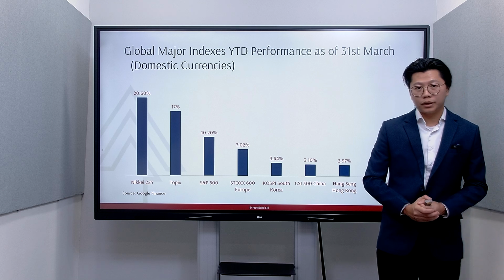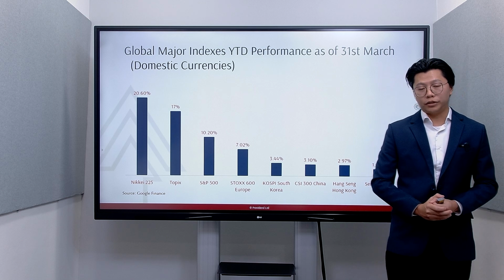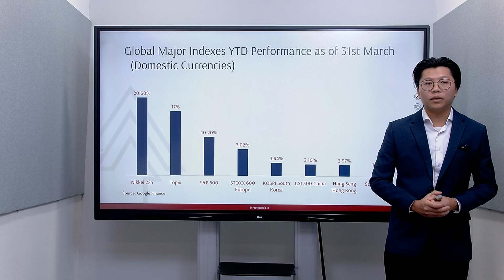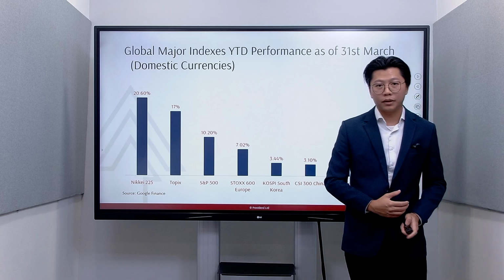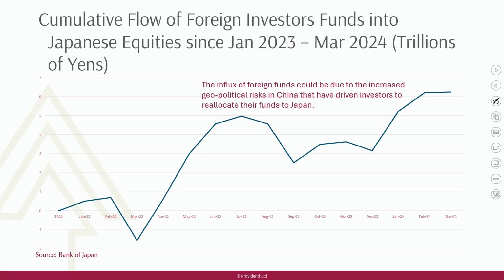Now, second point, because of rising geopolitical risks, investors are now reallocating their funds from China into Japan. If we look at this chart, the cumulative flow of foreign investors' funds between January 2023 to March 2024, you can see there's a huge influx of foreign funds into Japan. And from December 2023 to March 2024, the foreign inflow rose about 3 trillion yen.